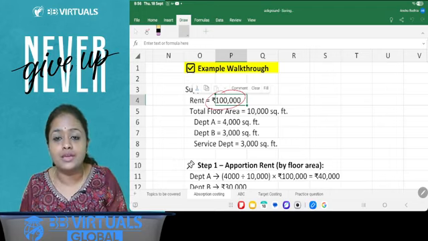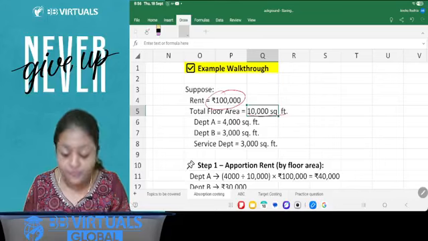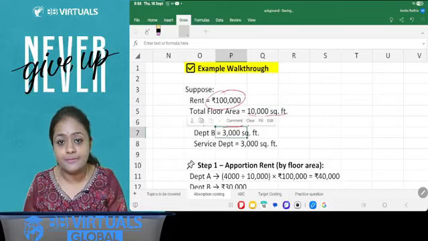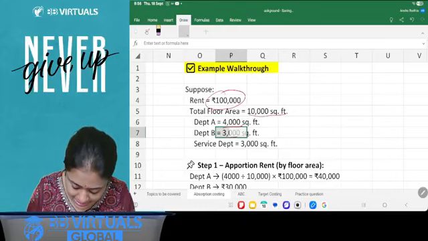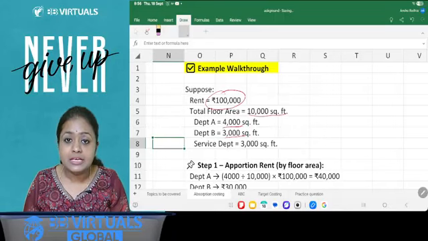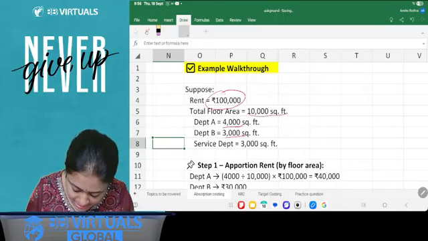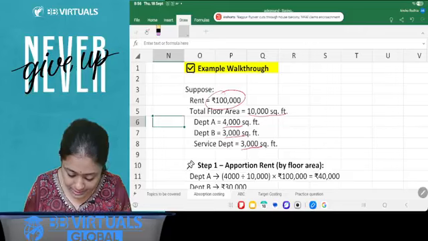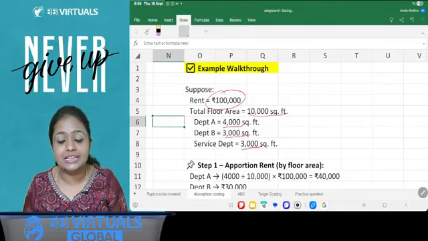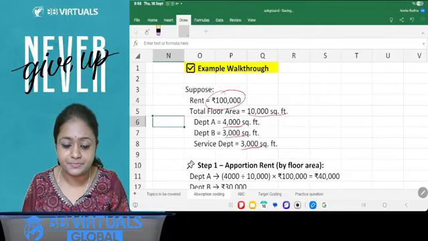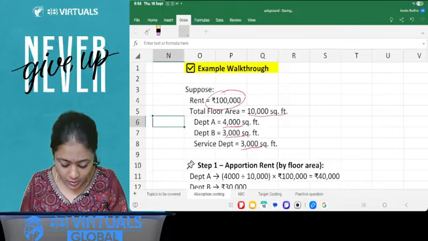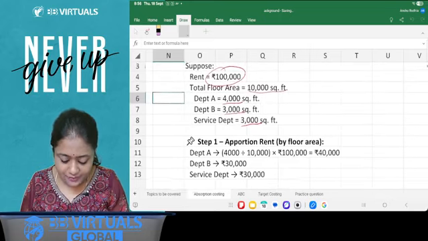The total floor area of the factory is 10,000 square feet. Department A uses 4,000 square feet. Department B uses 3,000 square feet. Service department uses 3,000 square feet. So in total we have 4 plus 3, 7 plus 3, 10,000 square feet. Okay, now let's take it further here.